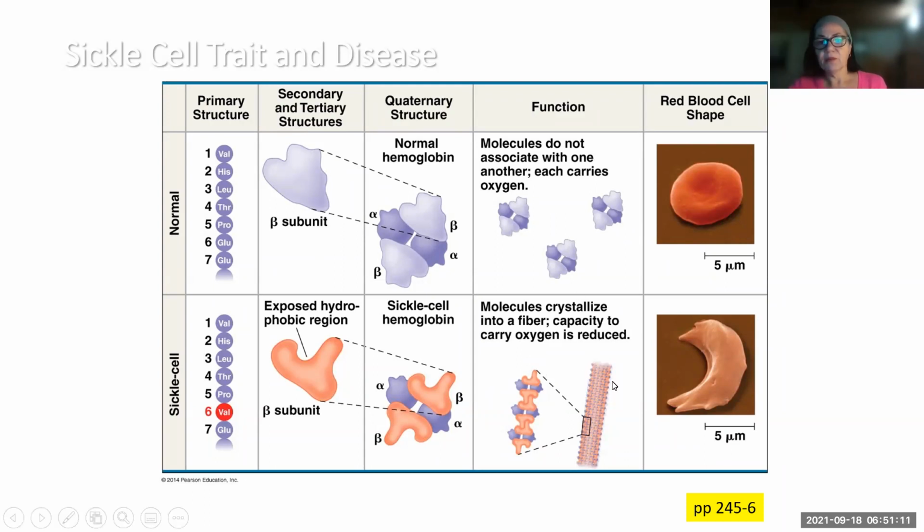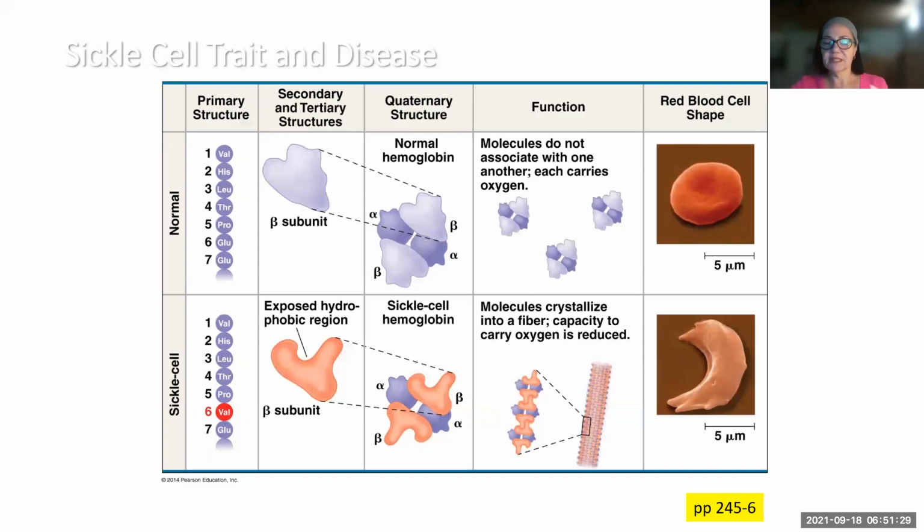Not anymore. Now we have these semi-rigid rods running through the cell. So it causes this kind of sickle shape. And that stuff gets stuck in the little capillaries. It's supposed to bend and go around the corner, and this cannot bend.